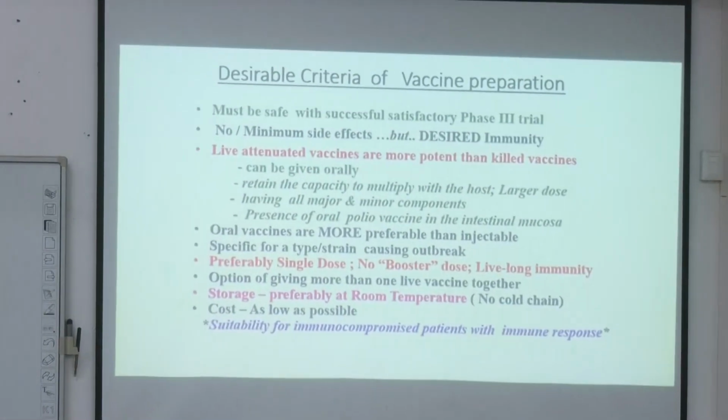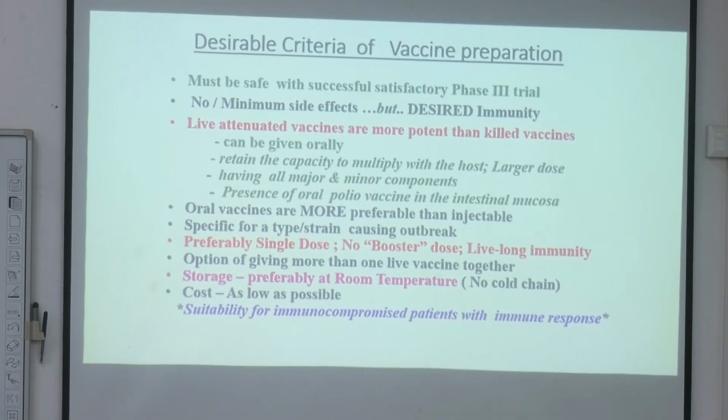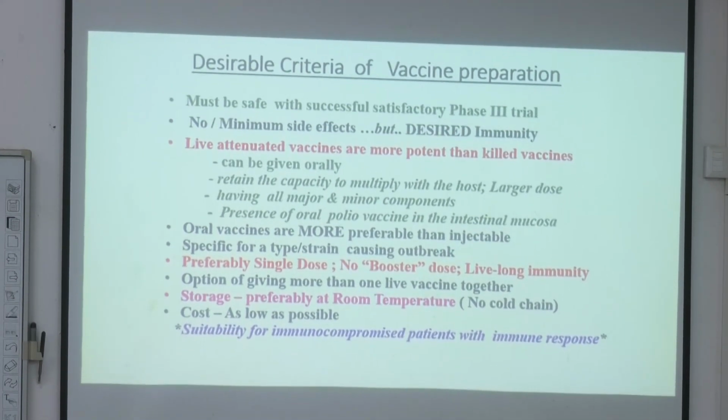Phase 3 trial means a large number of people have to be vaccinated, and the data must be available. Then only can it be accepted, and all the immunizations which we do have undergone phase 3 trial. And there are minimal side effects, but the desired immunity.